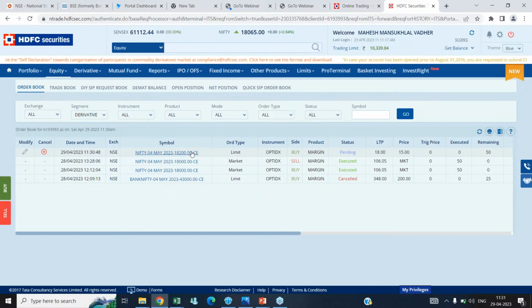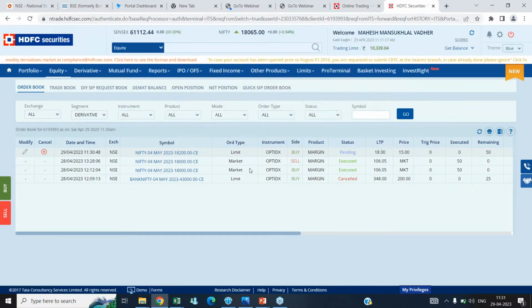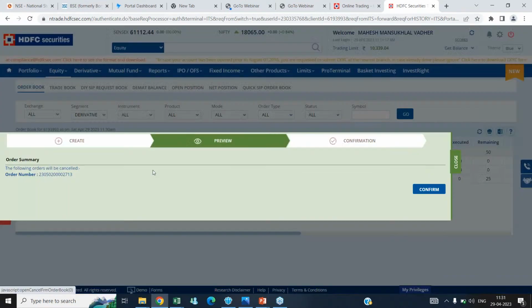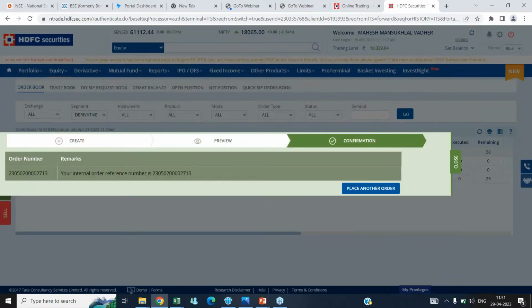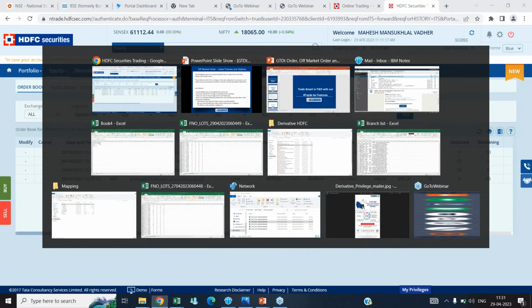Of 18,200 call option. So that will shoot into the exchange Monday. So right now I don't want to place, I'll just cancel this order first. So this was all about off-market orders.